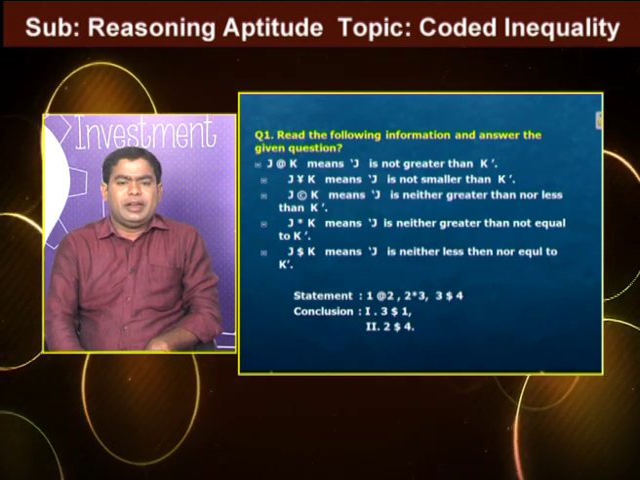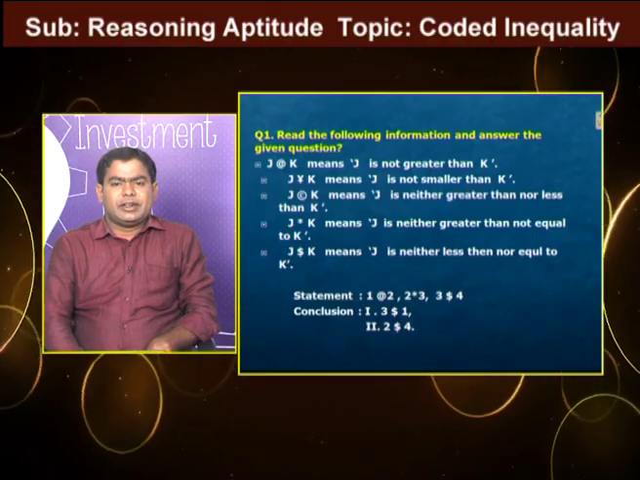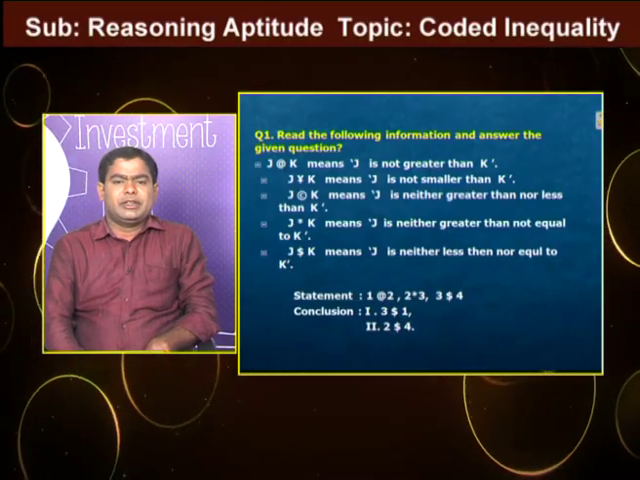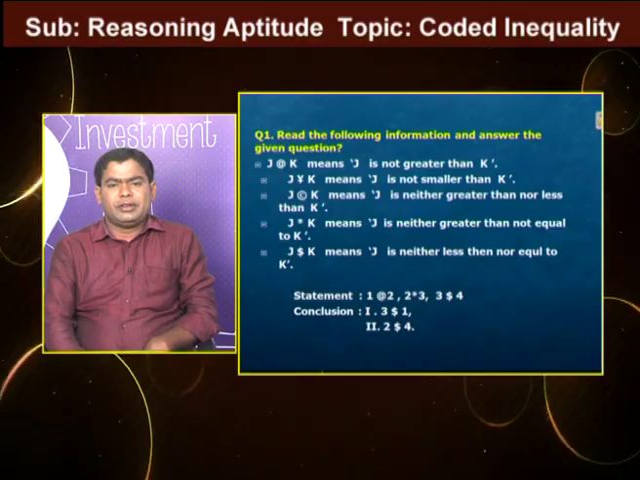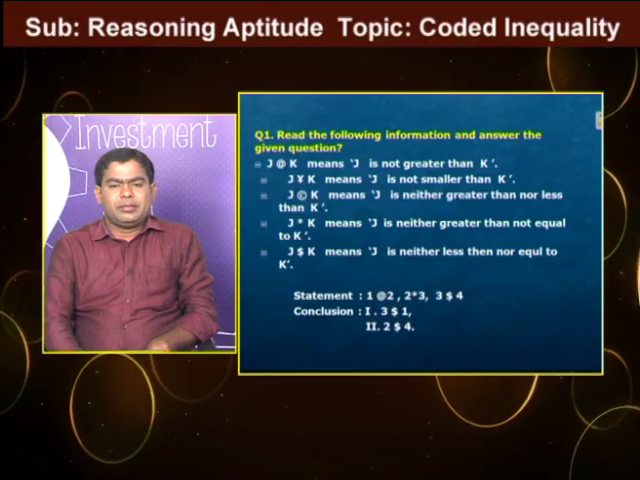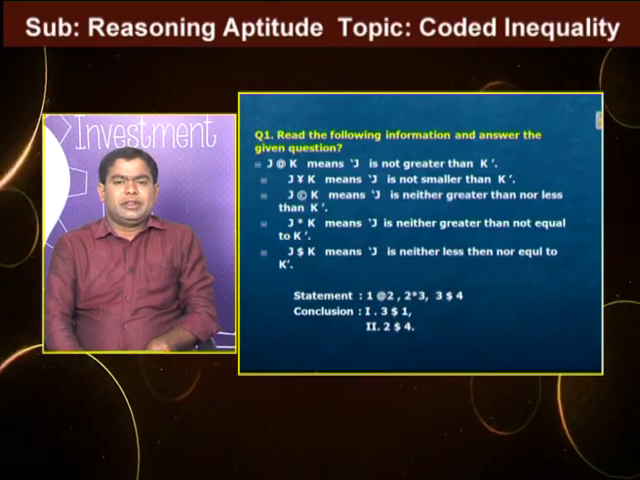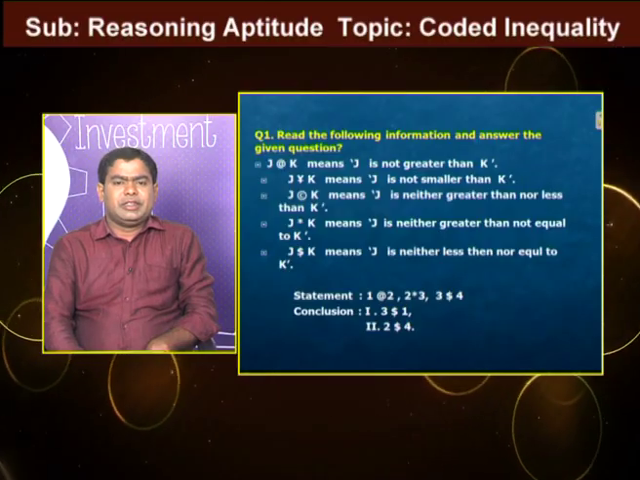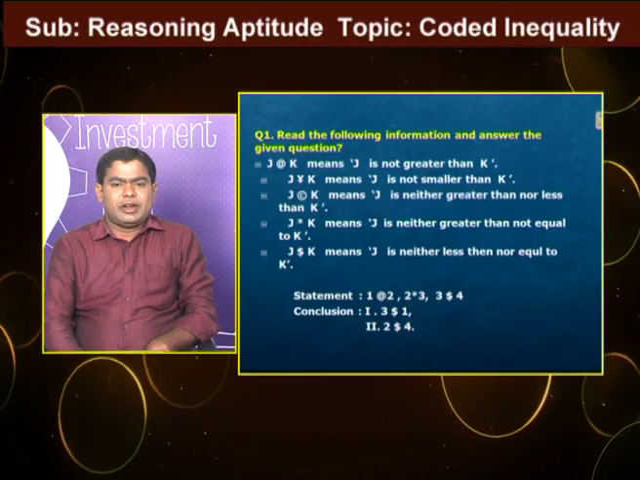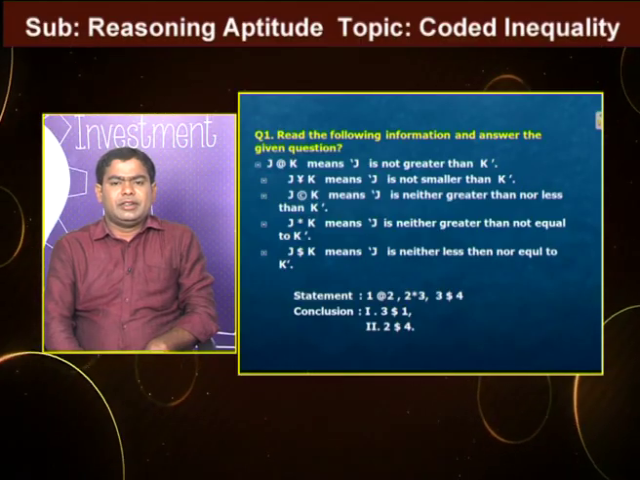That means in our question different sentences are there. Different sentences contain different symbols. These symbols represent different inequalities. That means first of all we decode which symbol represents which inequality. These symbols are in the statement, and in the conclusions also these symbols are there. That means we apply the inequalities for the given symbols.